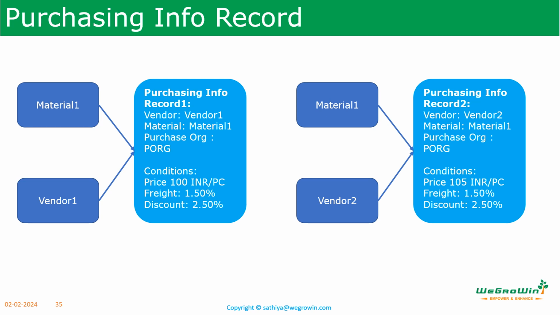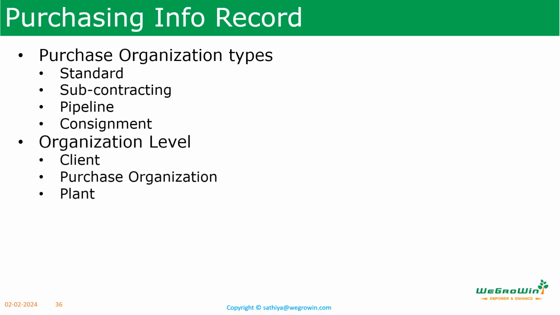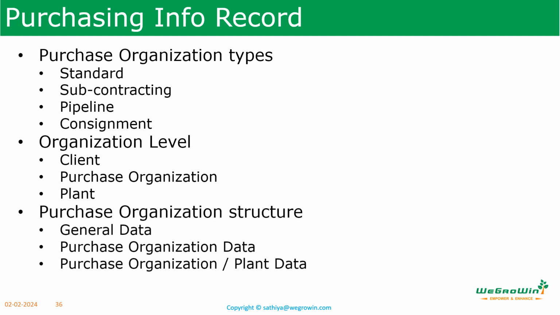Please remember this. Let us elaborate a little further on the purchase info record. Purchase info records are created according to the business need. They may be created for standard purchasing, subcontracting purchasing, pipeline purchasing, or consignment purchasing. Purchase info records can be maintained at different organization levels, like client level, purchase organization level, or plant level, because of the different purchasing procedures. Hope you remember them. Purchasing info records have general data, purchasing organization data, and plant data.